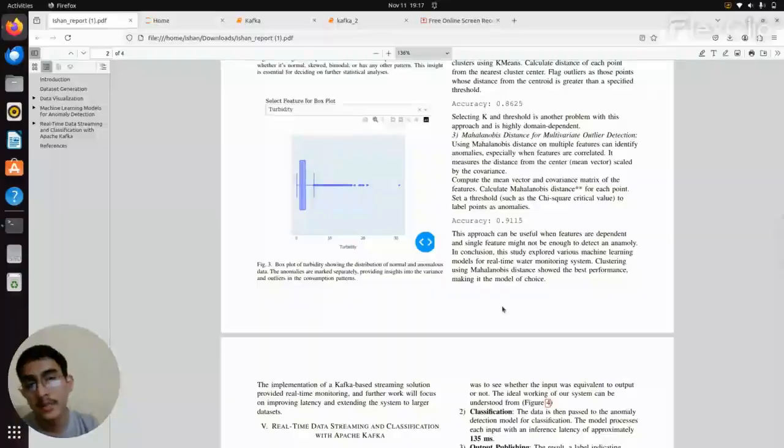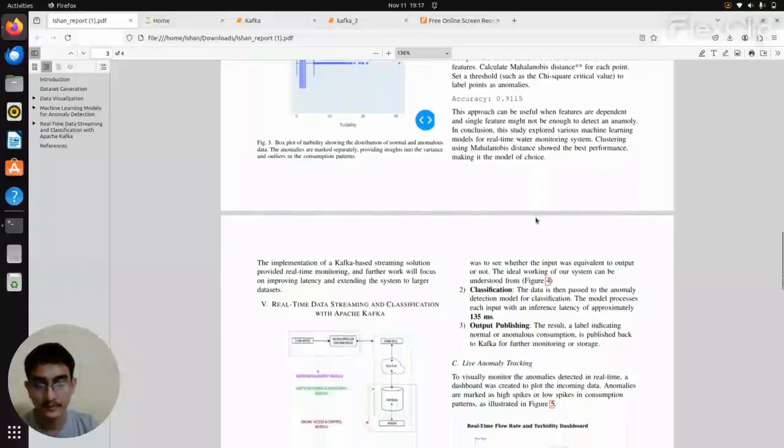Moving on to detecting anomalies, I have used two approaches. The first is threshold based, where I get those thresholds through some domain knowledge. And second, I have used this Mahalanobis distance approach for detecting outliers.